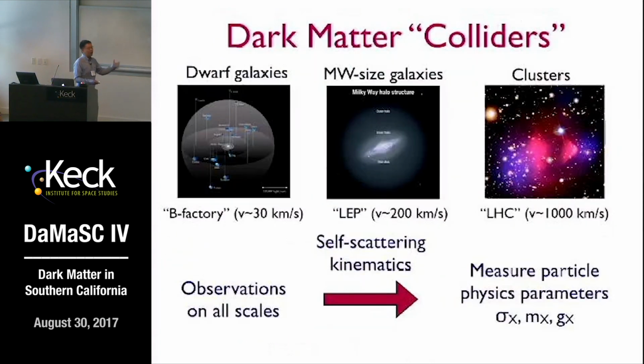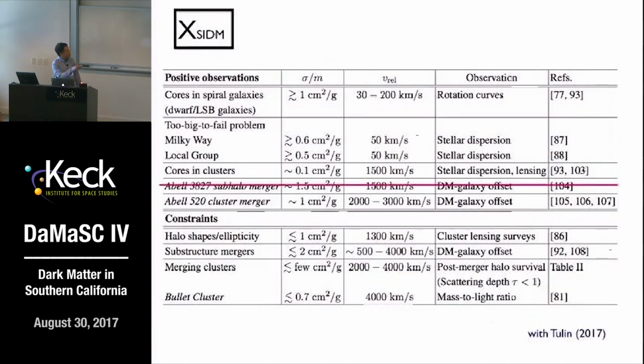All right, so now I come back to the colliders. It turns out that in our universe, we have natural dark matter colliders from dwarf galaxies, low surface brightness galaxies, and galaxy clusters. From a particle physics perspective, they are particle colliders. Right? You take the data from all scales, and you could measure the particle parameters. So we summarize all the cross sections from astrophysical observations in this table. You might be interested to take a look.